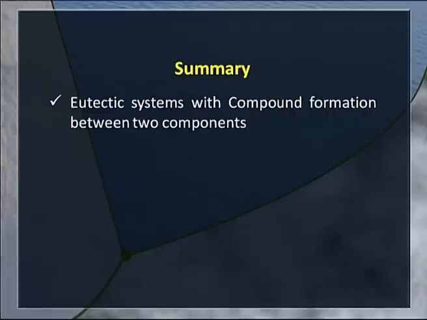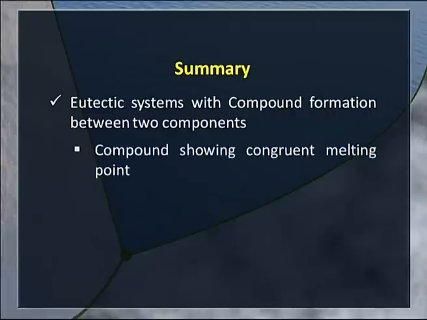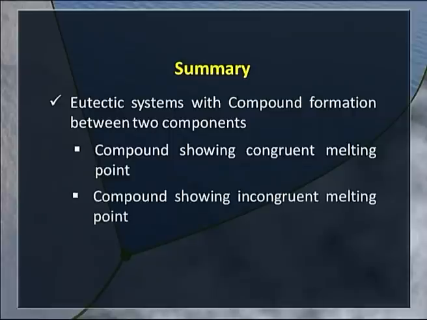Let me summarize what we have seen today. We discussed the eutectic systems in which there is compound formation. There are two types of compounds that are formed: the compounds that show congruent melting point and the compounds that show incongruent melting point. And finally, we looked at a method which can be used to construct the phase diagrams.